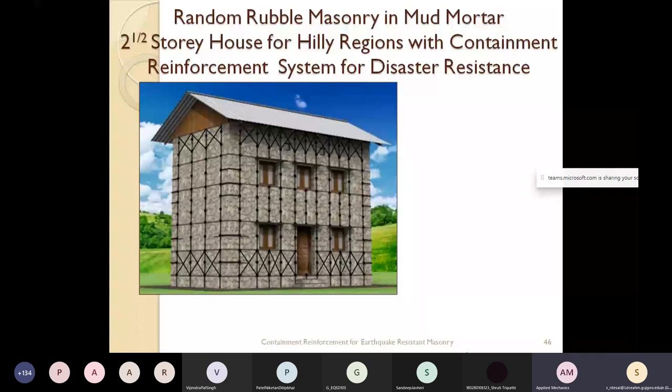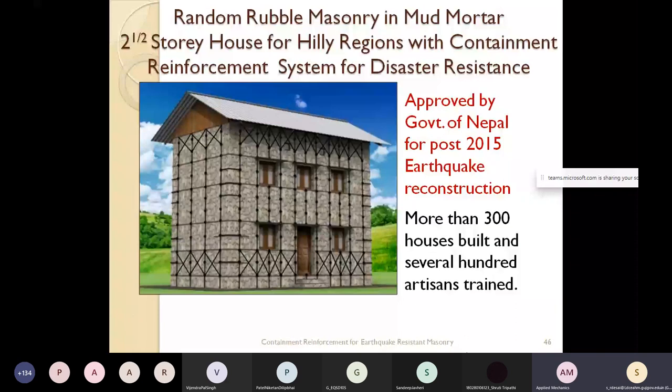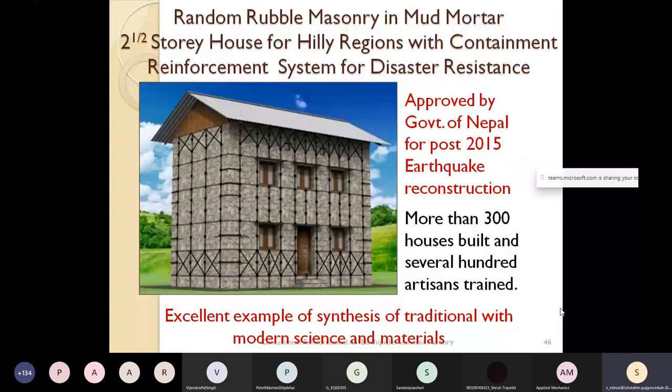And so this was approved by the Nepal government in 2017. It took them a long time. I don't know why. And more than 300 houses have been built and several hundred artisans have been trained. So this is an excellent example of synthesis of the traditional with modern science and material.